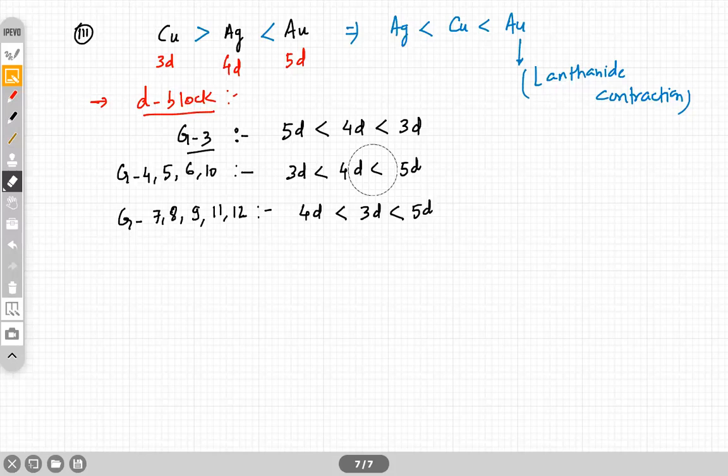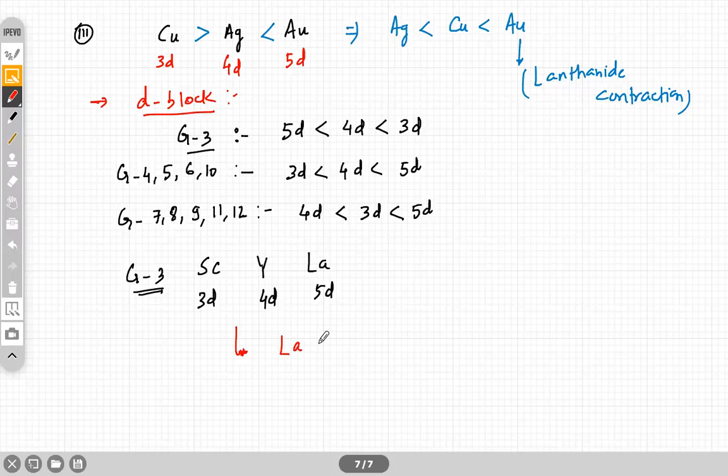One thing is important here. Tell me, scandium belongs to which one? In the 3D series, we have scandium, and then we have yttrium, and then we have lanthanum. This is 3D, this is 4D, and this is 5D element. And all these belong to group 3. So for group 3, the order is what? 5D is minimum. So the order of ionization energy, if I write down here, we have minimum for lanthanum, then we have 4D, so yttrium, and then we have scandium. This one they have asked in the exam.